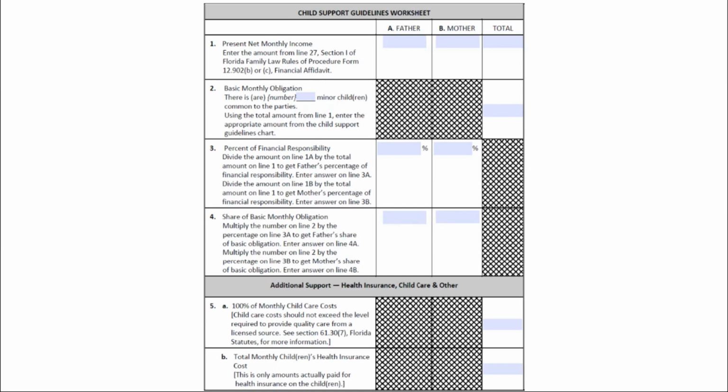In subsection 2 of the worksheet, you must enter the number of minor children that are in common to the parties. Using the total amount from line number 1, you must then enter the appropriate amount from the Child Support Guidelines chart. This chart is available online if you search for Child Support Guidelines for the state of Florida. Make sure to enter the appropriate amount in the total column.